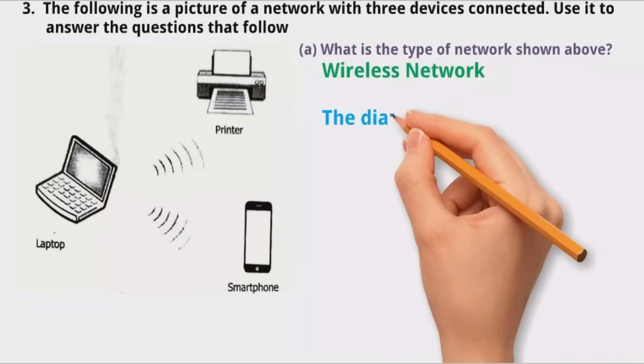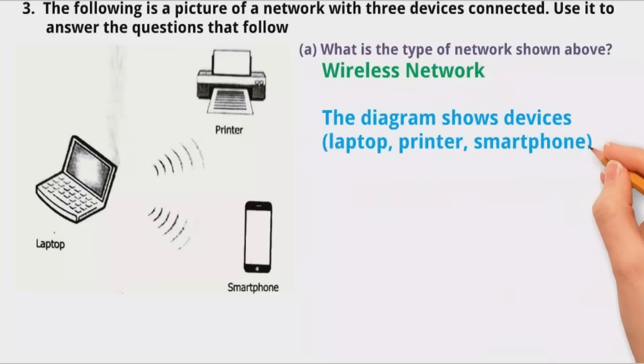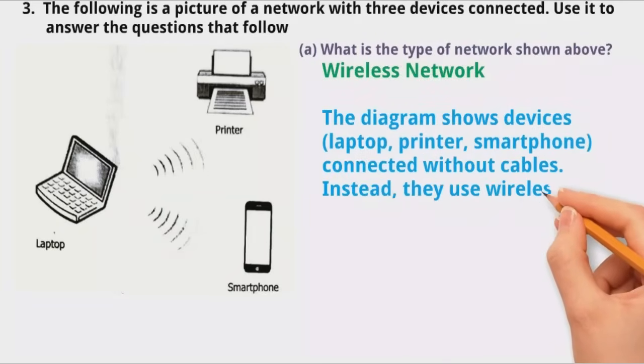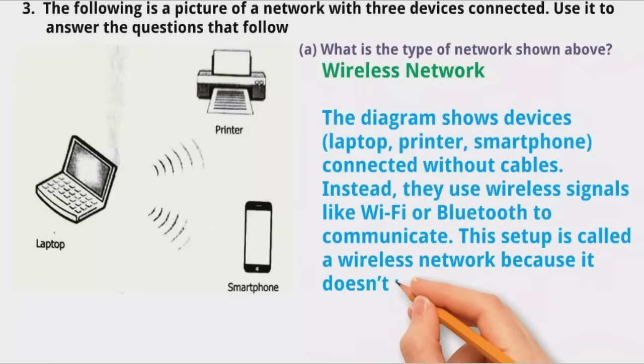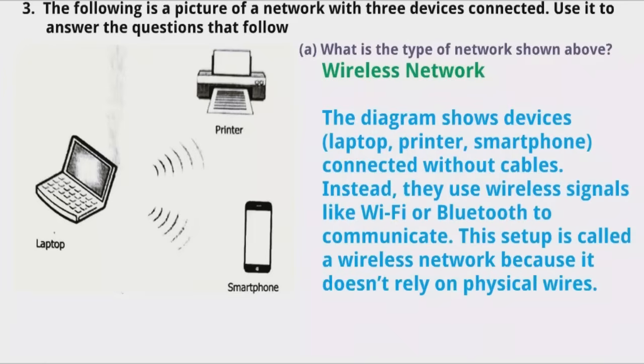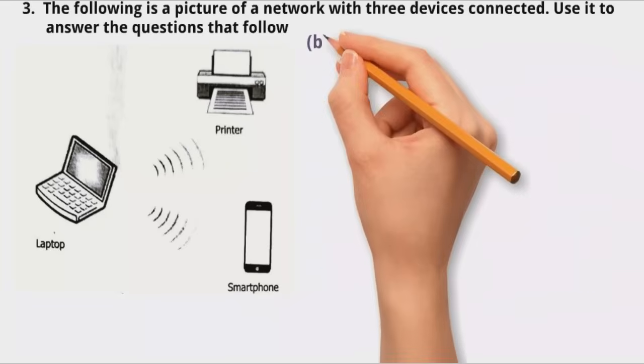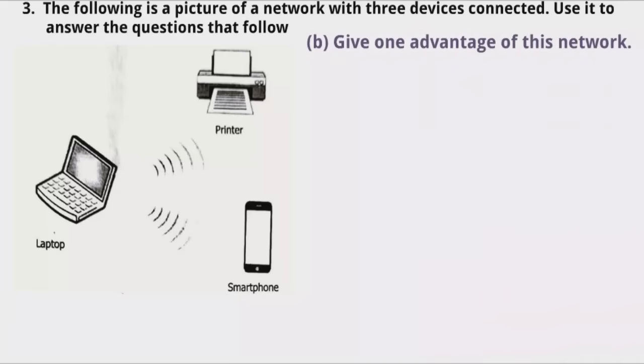Wireless network. The diagram shows devices, laptop, printer, smartphone, connected without cables. Instead, they use wireless signals like Wi-Fi or Bluetooth to communicate. This setup is called a wireless network because it doesn't rely on physical wires. Now let's go to question 3B. Give 1 advantage of this network.